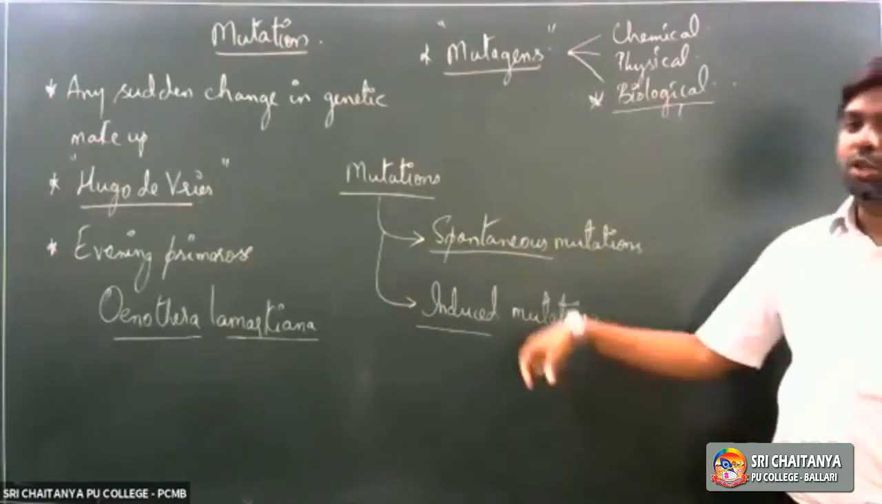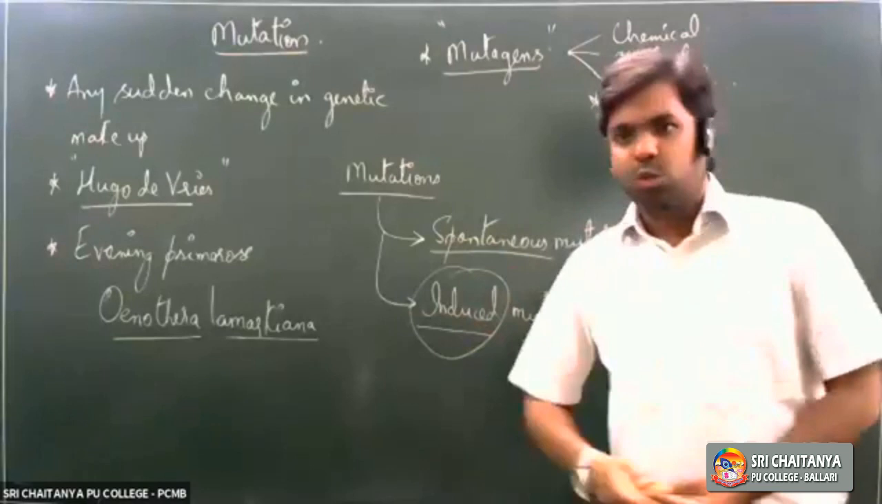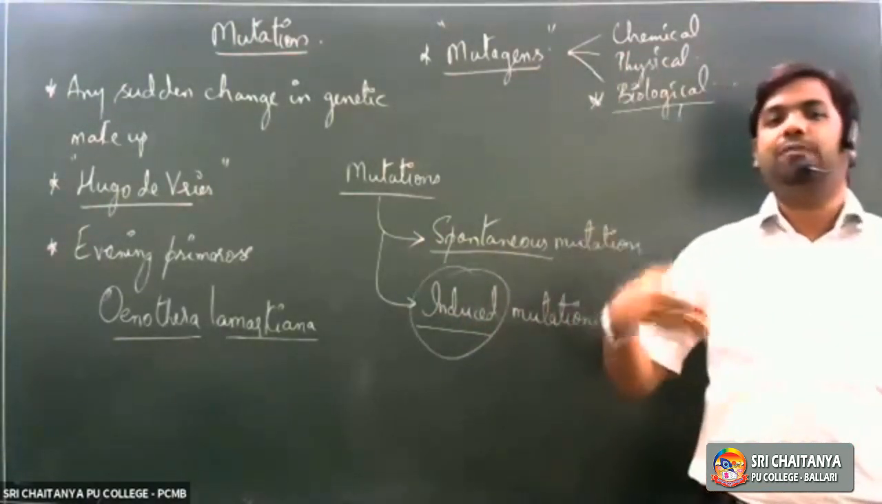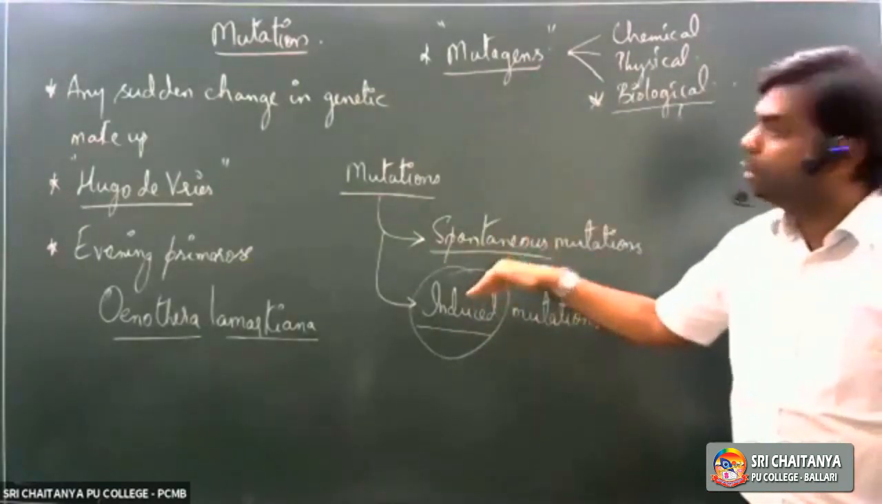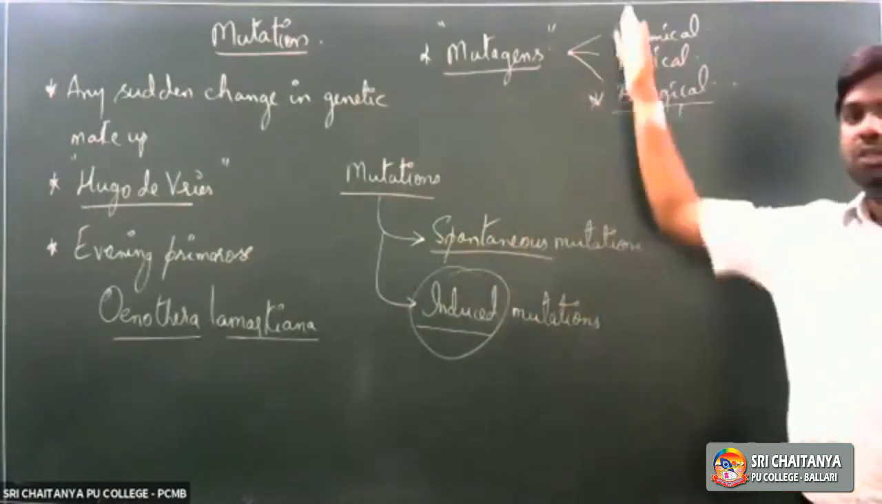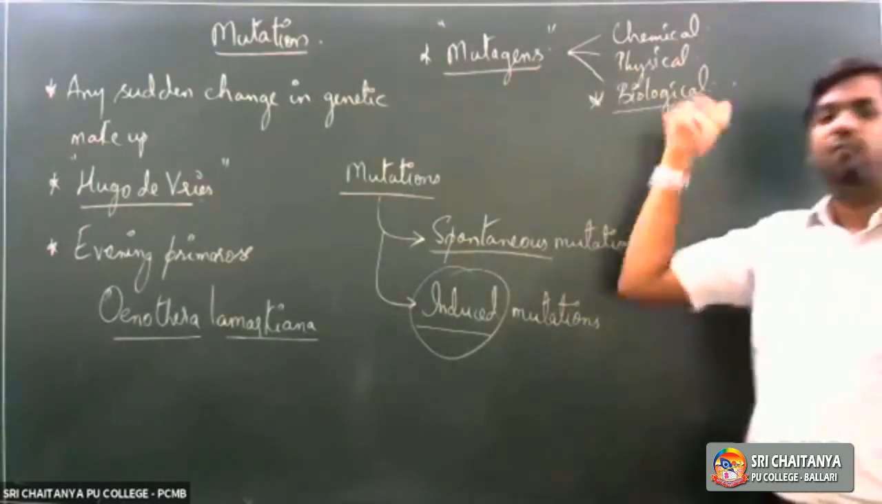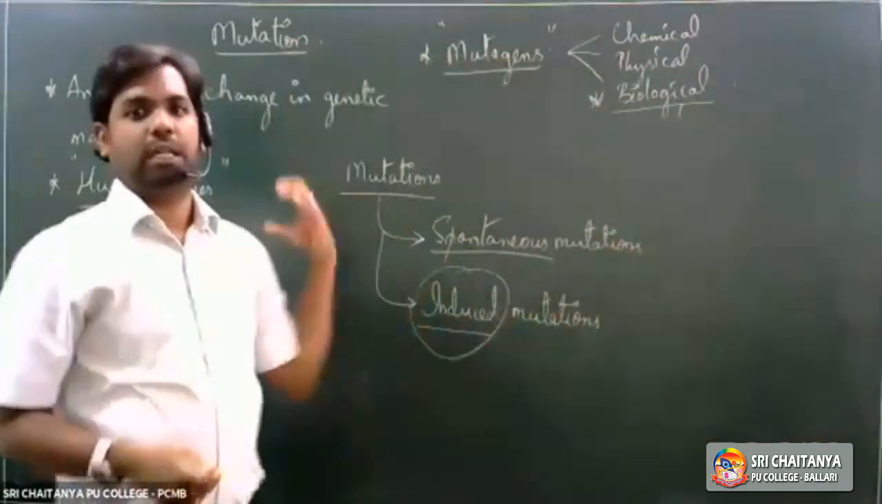So what is this induced mutation? From the name itself, again, we can make out induced. So we are inducing some sort of mutation. Wantedly, we are inducing some sort of mutation. So how are we inducing mutation? With the help of these mutagens. With the help of these mutagens, we are actually inducing some sort of mutations in the organism.